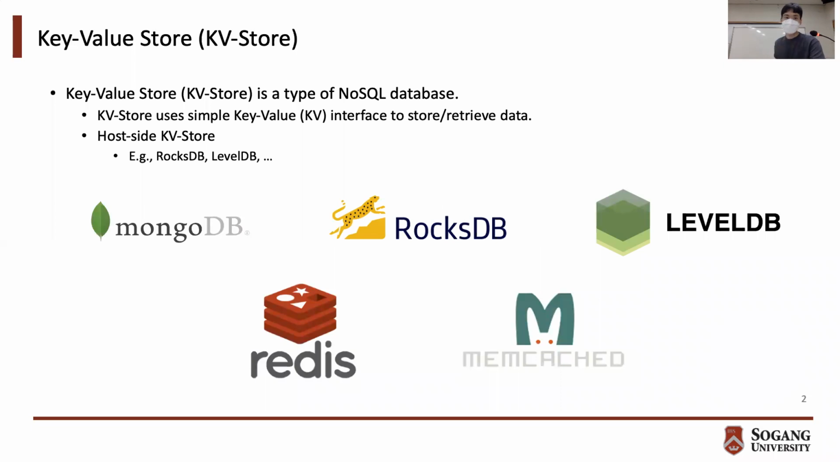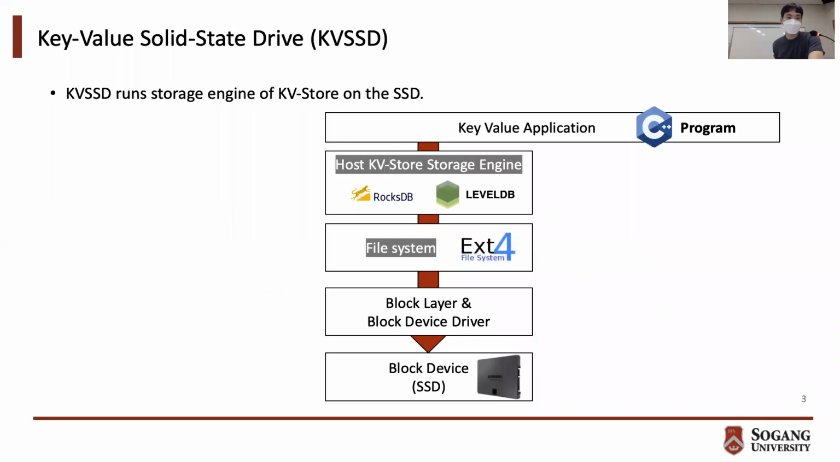A key value store is a type of NoSQL database which uses a simple key and value interface. For example, RocksDB and LevelDB are host-side key value stores. On the other hand, a key value SSD runs the storage engine of a key value store inside the SSD. The application that uses a key value store performs I/O through a thick host I/O stack, including the indexing layer of the storage engine and the file system layer.